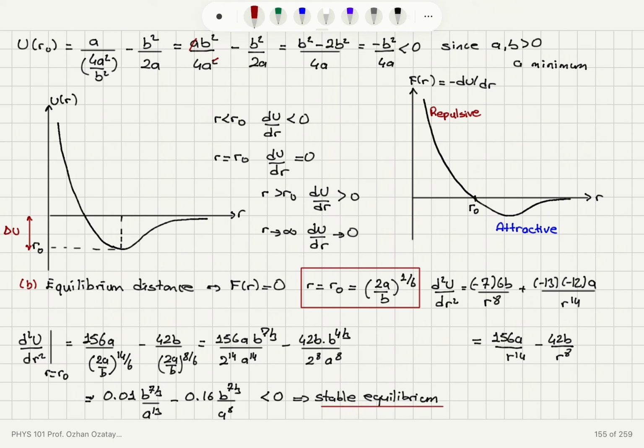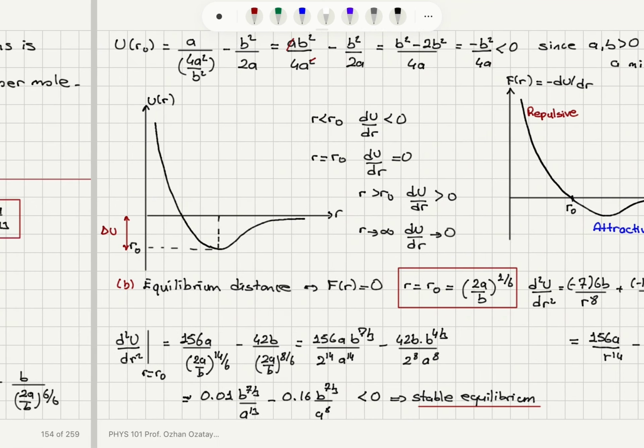This can also be seen by looking at the sign change at r equals r0. So you can see that we have a negative slope here and a positive slope here. So there's a sign change in the slope, and the second derivative basically reflects the sign change, giving us a stable equilibrium.